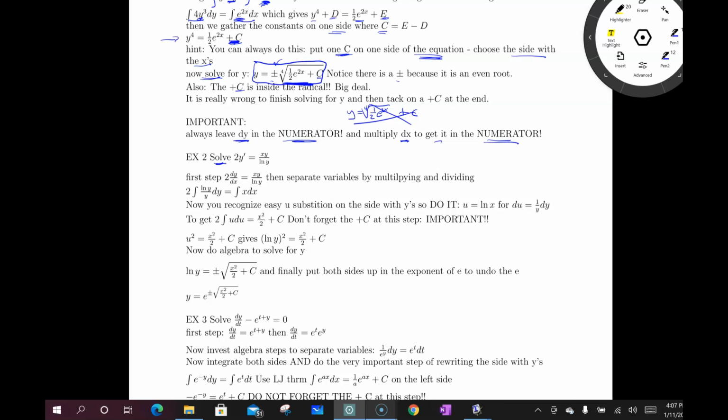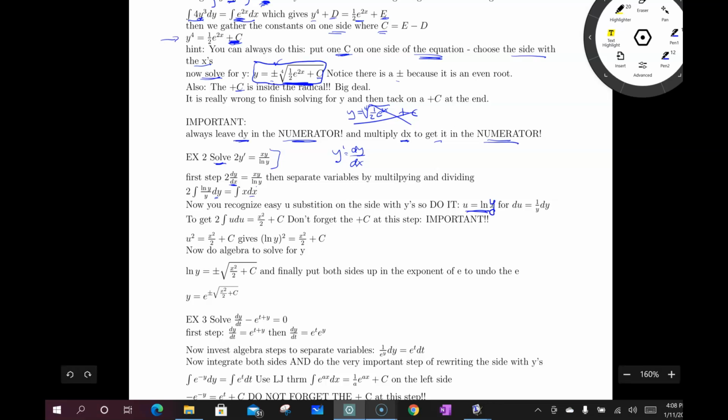All right, let's solve this one. So 2 times y prime equal xy over ln of y. Okay, first step is always rewrite y prime as dy over dx. Don't get that mixed up because that will get you in big trouble. So dy over dx. Then you're going to multiply by dx and then multiply by ln of y. So now keep the dx and the dy in the numerator. Then I integrate both sides. And each one is going to be its own fun adventure. So on this left-hand side, I can see easy u substitution. Let u equal ln of x.